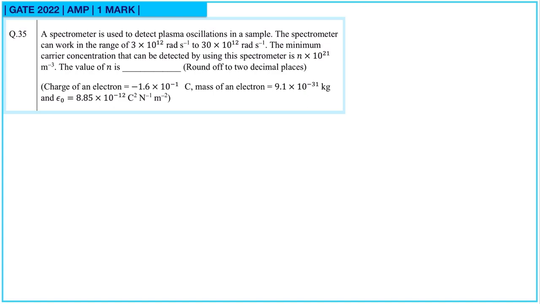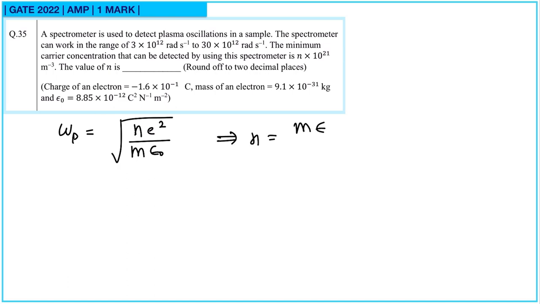The minimum carrier concentration that can be detected by using the spectrometer is n × 10^21 per meter cube. The value of n is, now ωp is equal to the square root of Ne² upon mε₀, where n is the concentration. So from here we can write n is equal to mε₀ωp² upon e².